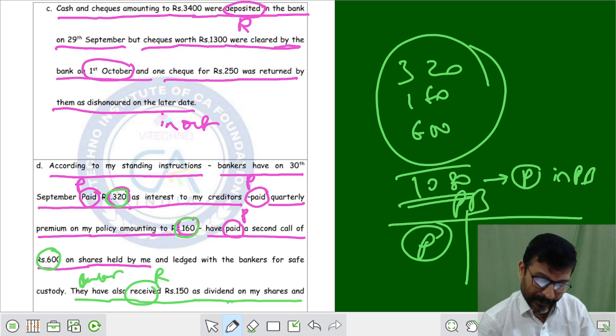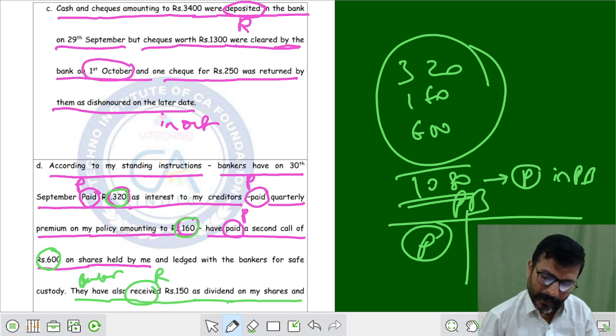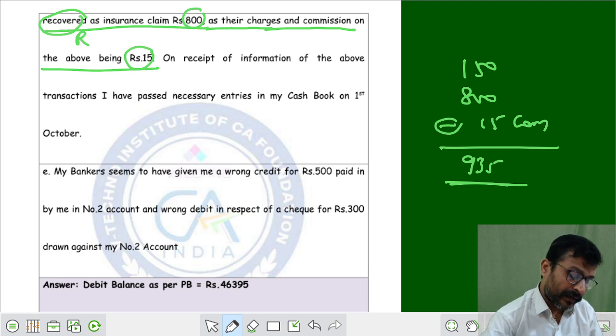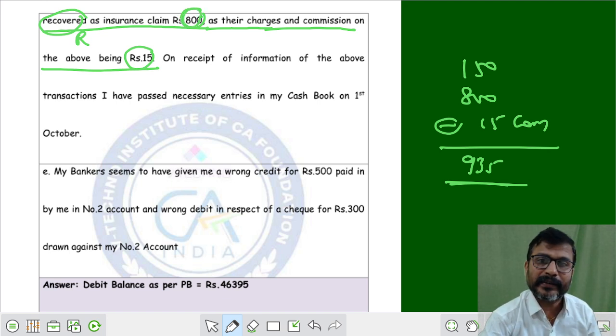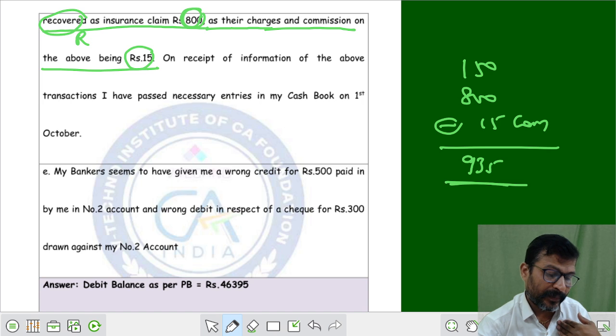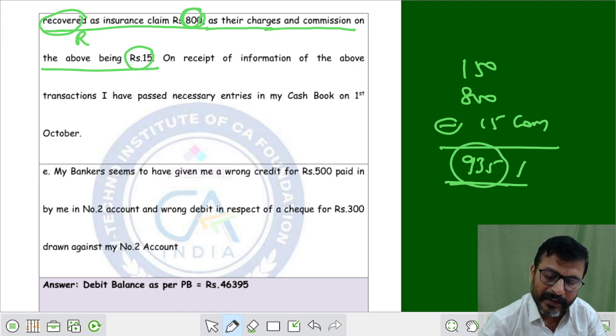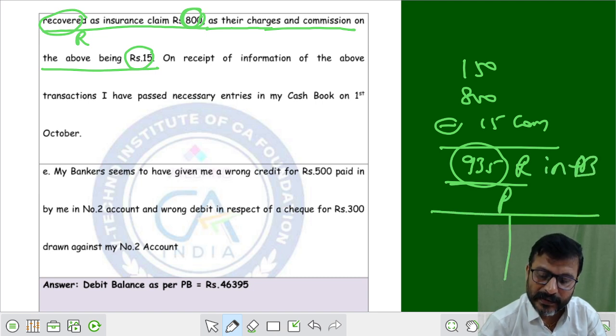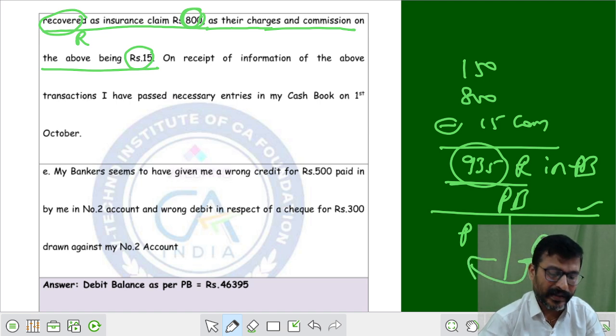See, once again I read. They have also received 150 as a dividend on my shares and recovered insurance claim of 800. So total money received by the banker on my behalf is 950. They charged commission of 15 rupees. This 15 rupees I have to subtract. This is called 935 receipt in passbook. Receipt in passbook means where does it come? Credit side it comes. When it is credited, we have to take it on the opposite side.